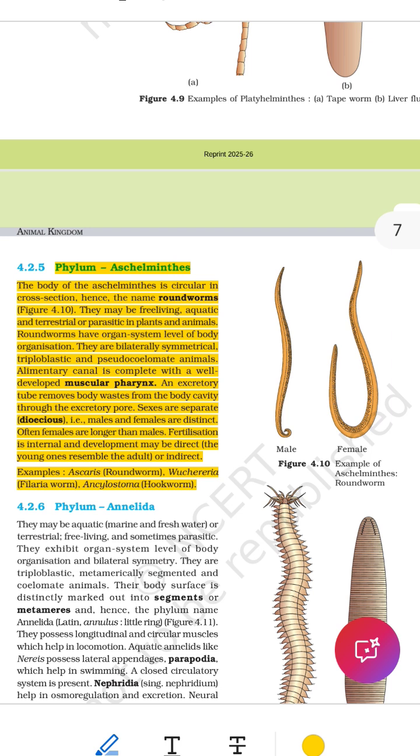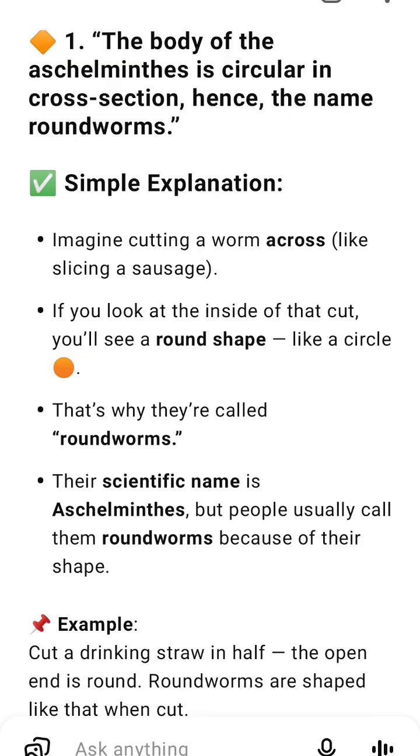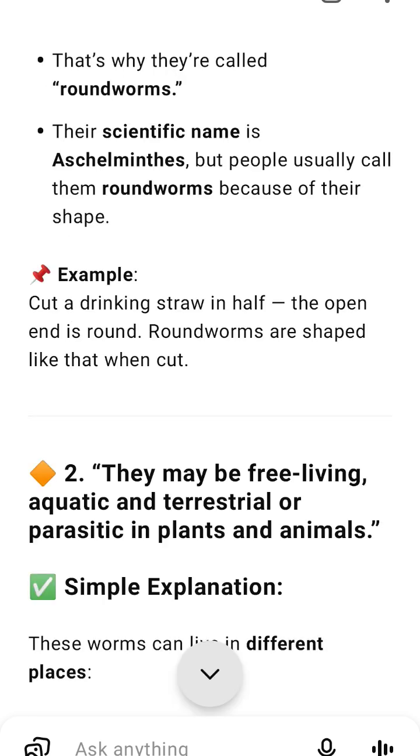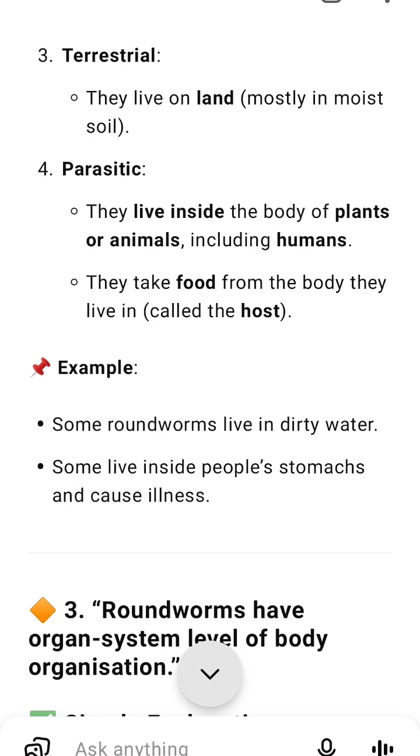3. Triploblastic. Their body is made of 3 layers. 1. Outer layer, ectoderm. 2. Middle layer, mesoderm. 3. Inner layer, endoderm. These layers help them grow proper organs and tissues. 4. Pseudocoelomate. They have a body cavity, a space inside their body, but it's not a true cavity. The cavity is only partly lined with special tissue. This space helps hold the organs and gives flexibility.